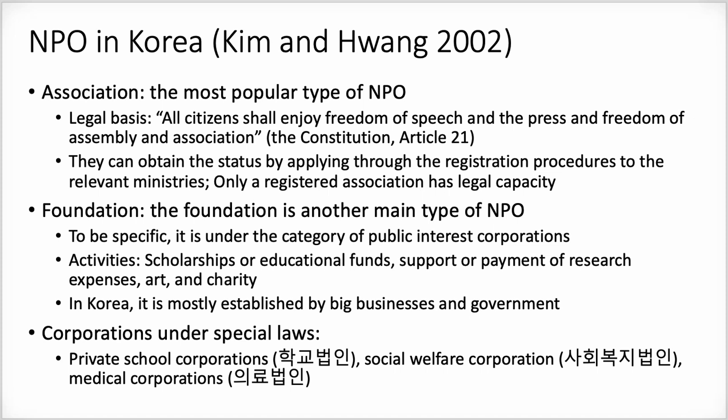So when we categorize NPOs by categories, there are associations, foundations, and corporations under special laws. Associations are the most popular type of NPOs that obtain the status by applying through the registration procedures to the relevant ministries. And the important thing is that only a registered association has a legal capacity.